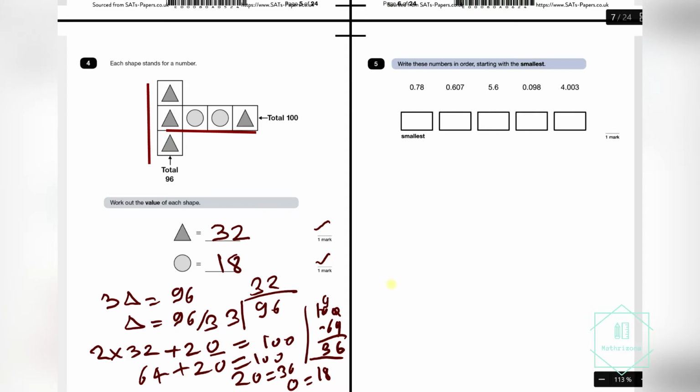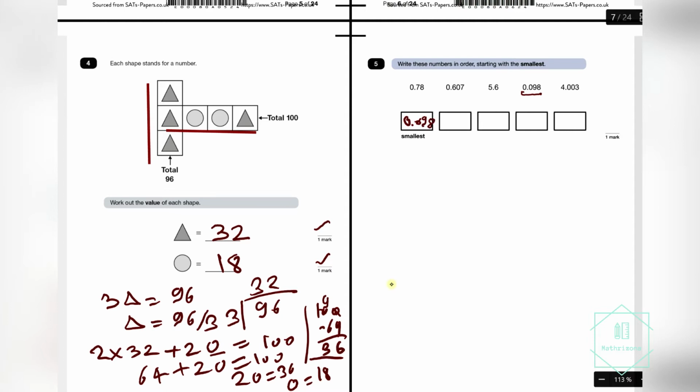Next question. Write these numbers in order starting with the smallest: 0.78, 0.607, 5.6, 0.098, 4.003. In this question, we first have to see which is the smaller number in terms of decimal. We have to check if there is any number which has 0 at the tenths place after the decimal. So which is this number? This one is the smallest one.